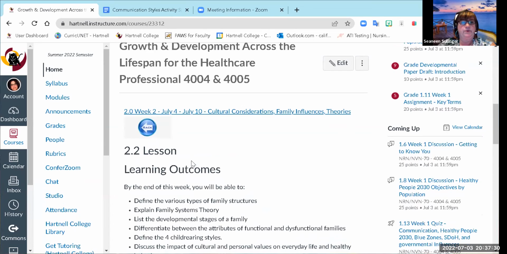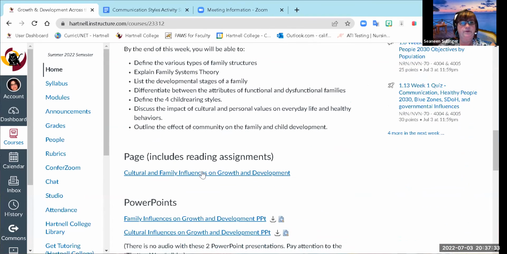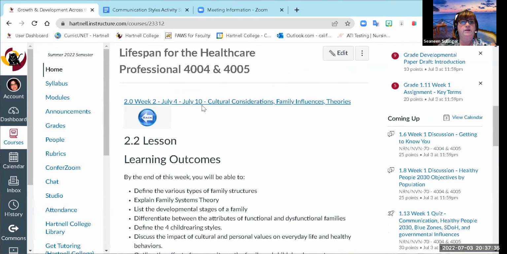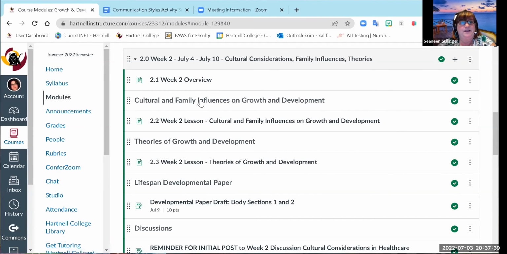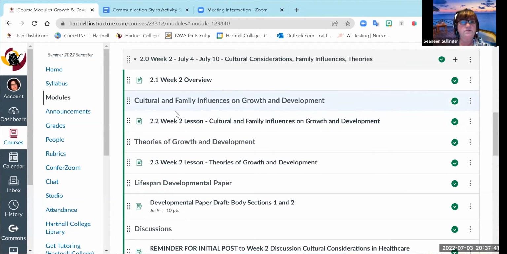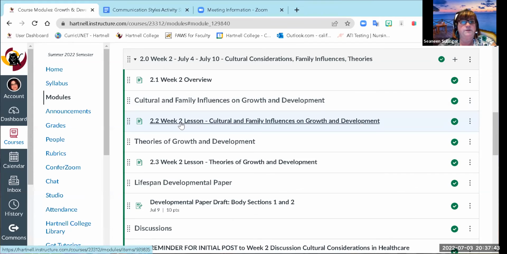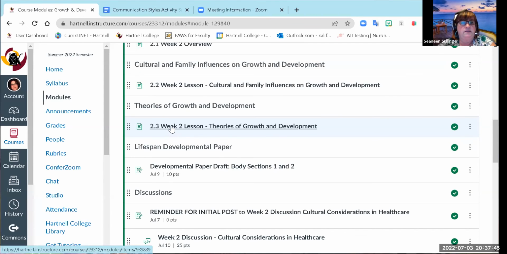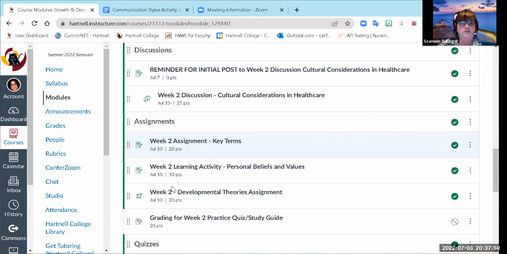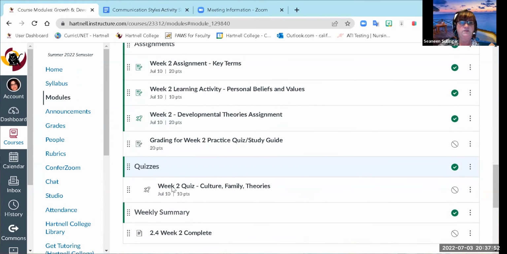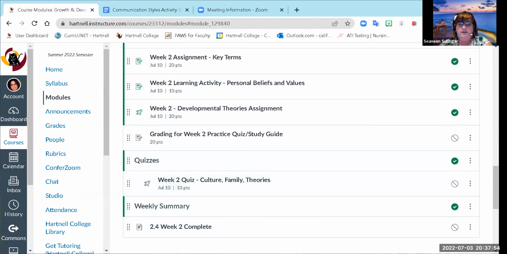So again, you can go through the overview, or you can, which I would suggest, because the overview just gives you an idea, work from the modules and start with the first one. When you finish with that one, go to the next one. Then it shows you your developmental paper, your discussions, and any assignments, as well as the quiz. That was all that I have to share with you tonight. Hopefully that was helpful.